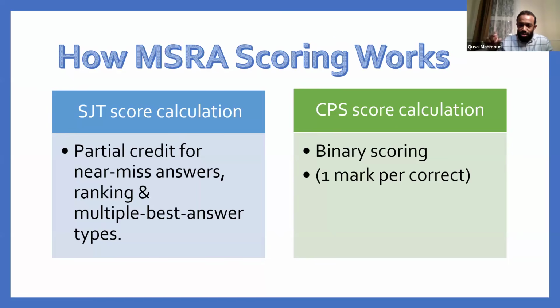If you are ranking questions and you are, for example, keeping A instead of D and D instead of A, they will still score you according to the proximity to the ideal answer. But when we come to the clinical problem solving, the CPS or the clinical part, it is binary: either yes or no. It is correct or incorrect, 0 or 1. So the marking here is more straightforward. Okay, it's very important to understand how they mark.